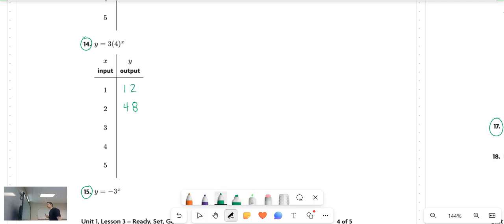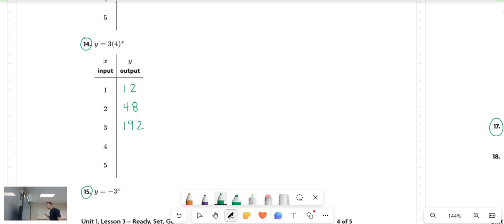For number 3, it looks like we're going to take 48 and multiply it by 4, right? Because our outputs are going to get 4 times as big each time. So let's go with 48 times 4. If people can do that in their head, that's awesome. Not expected. But we can also use a calculator. We should get, I believe it's 192.